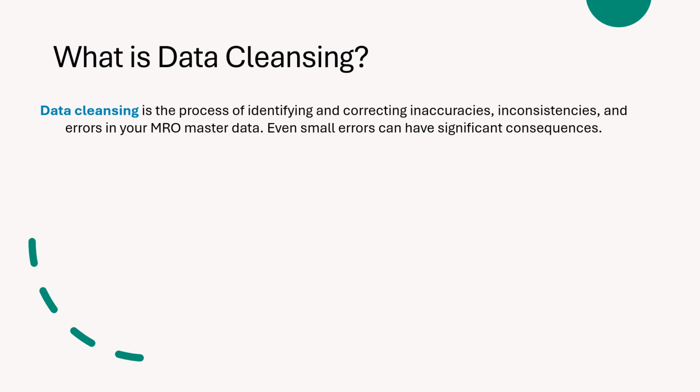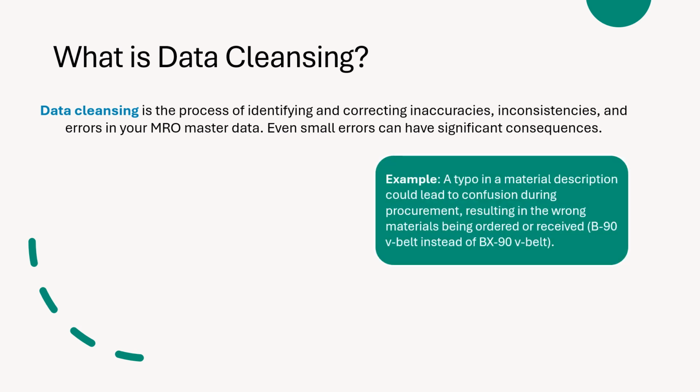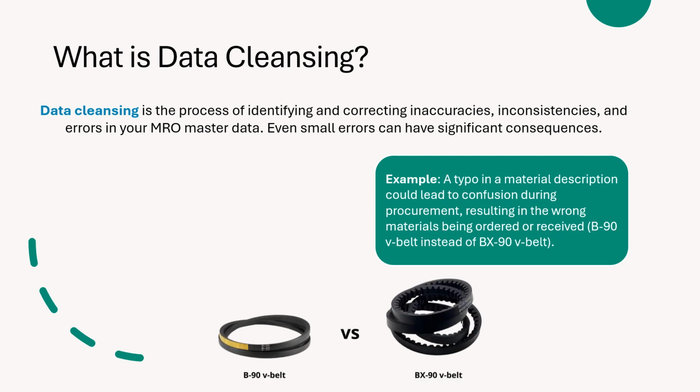This is a critical step because even small errors can have significant consequences. For example, a typo in a material description could lead to confusion during procurement, resulting in the wrong materials being ordered or received. On the screen, you'll see that while a B90V belt and BX90V belt are only one letter away, that letter makes a big difference in what item you receive. Accuracy in entry here is essential.